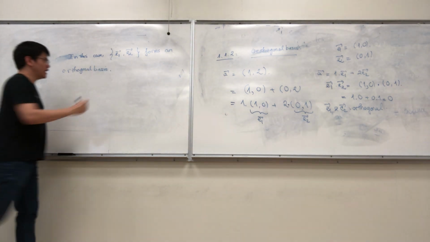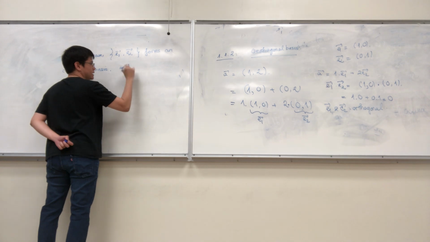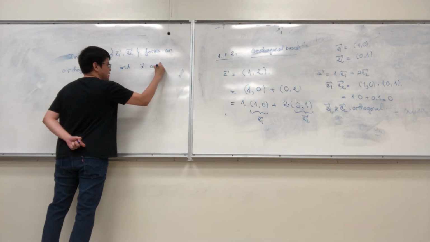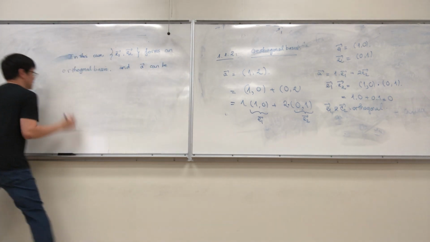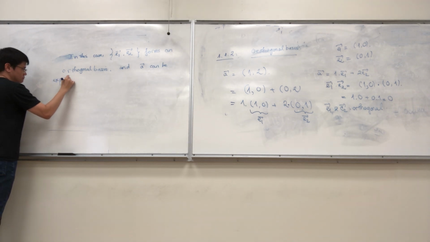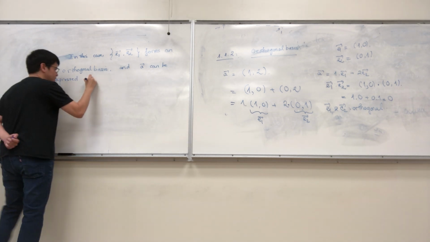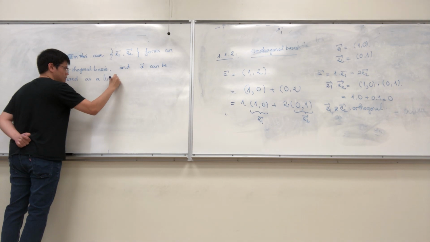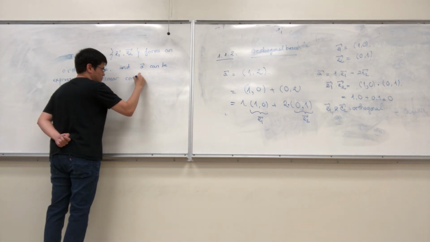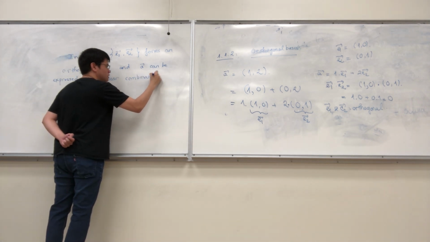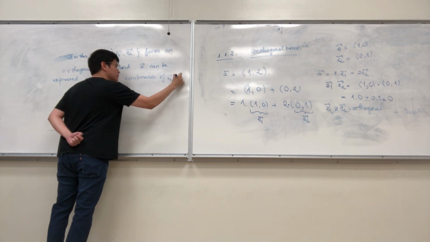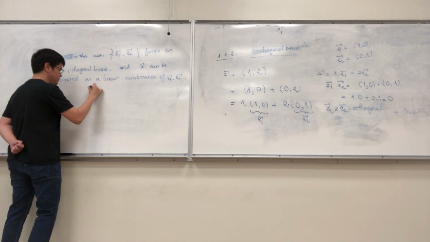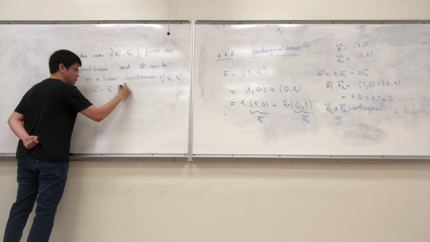Right? And A can be expressed as a linear combination of E1, E2. Right? So A in this case will be E1 plus 2 E2.